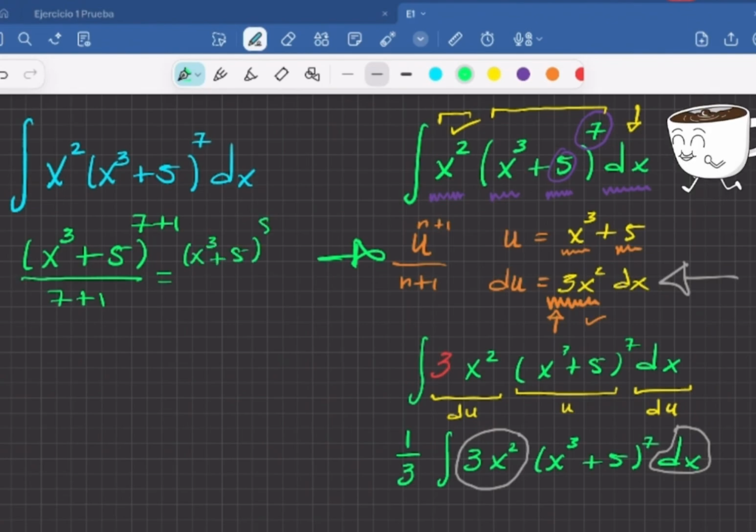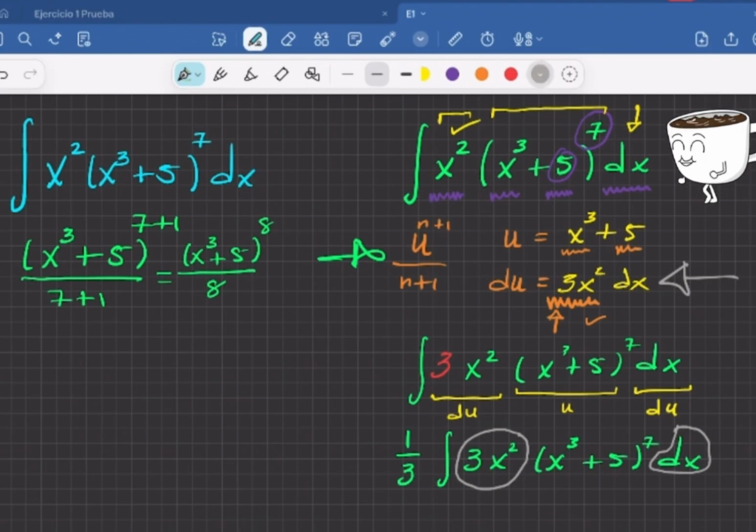Okay, how would this look? x cubed plus 5 raised to the 8th. Correct? Very well. What is missing? We still have to add the integration constant. And it is important that we do not forget to add this 1/3. In the previous episode, we saw that we had to take the 1/2 out of the integral. If you do not remember, go watch the episode.